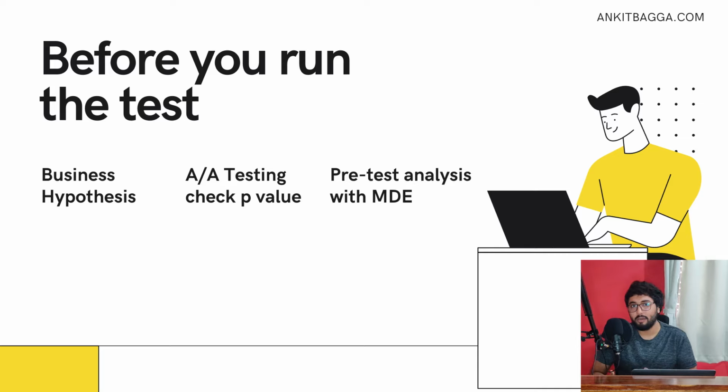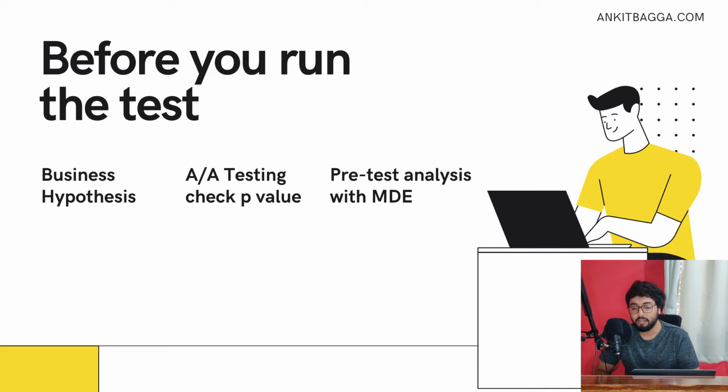There are a lot of calculators available online that you could use. I'll be linking them down in the description as well. You can click on them and do some analysis, which will tell you, at different levels of MDEs, and given the amount of traffic that you're getting on the website, what is the minimum sample required for both the variants. This should help you plan the duration of the test as well.